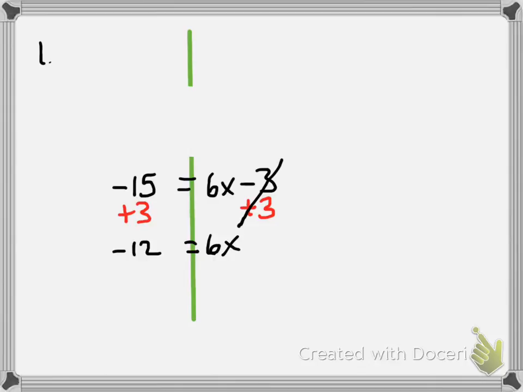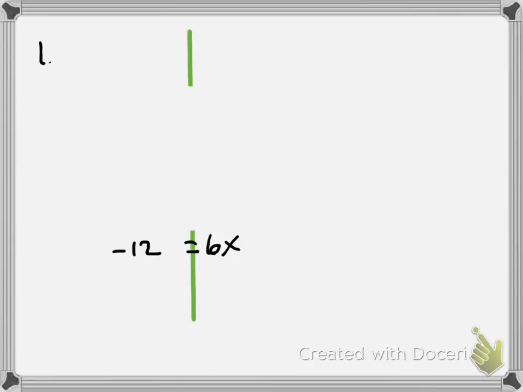Where's our focus and our attention on this problem? Yeah, on the very bottom line, negative 12 equals 6x. So now I'm trying to find the x. So this is good. Good answer. So I'm going to divide both sides by 6.